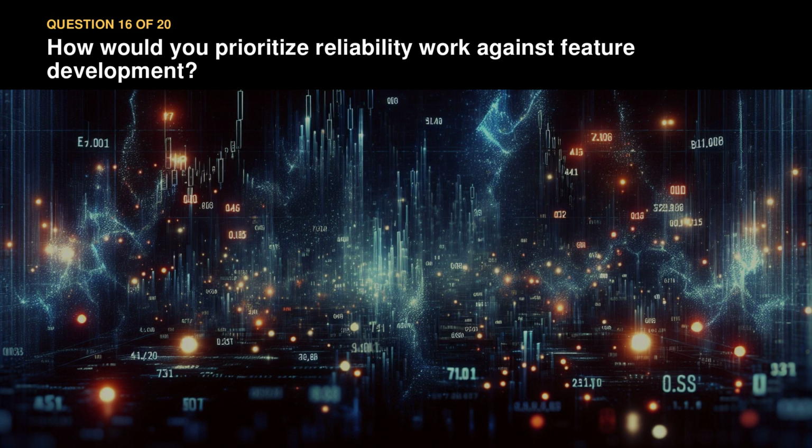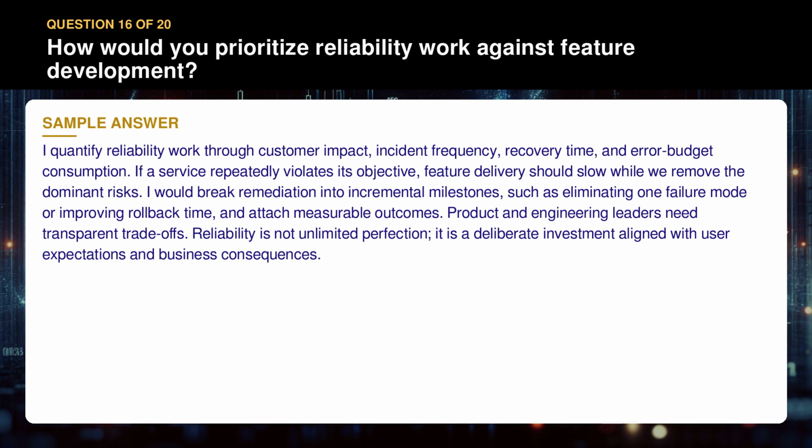Question 16. How would you prioritize reliability work against feature development? I quantify reliability work through customer impact, incident frequency, recovery time, and error budget consumption. If a service repeatedly violates its objective, feature delivery should slow while we remove the dominant risks. I would break remediation into incremental milestones, such as eliminating one failure mode or improving rollback time, and attach measurable outcomes. Product and engineering leaders need transparent trade-offs.